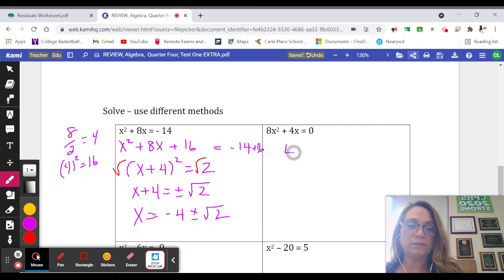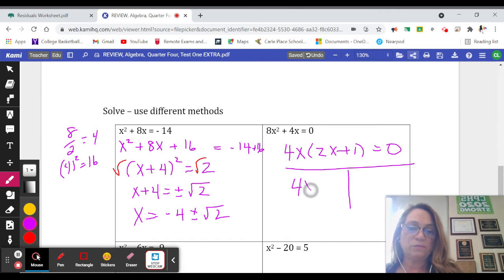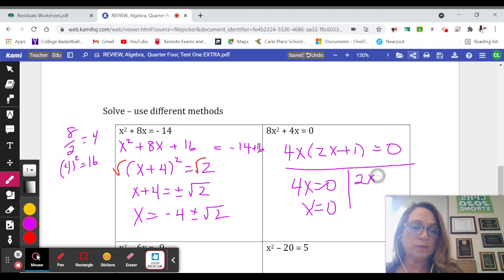I'm going to factor this one. GCF of 2x, so that gives me 2x times (2x plus 1) equals 0. So 2x equals 0, so x equals 0. 2x plus 1 equals 0, so x equals negative 1/2.